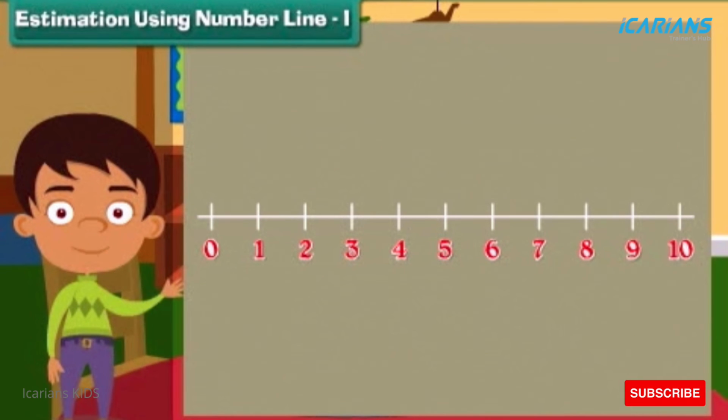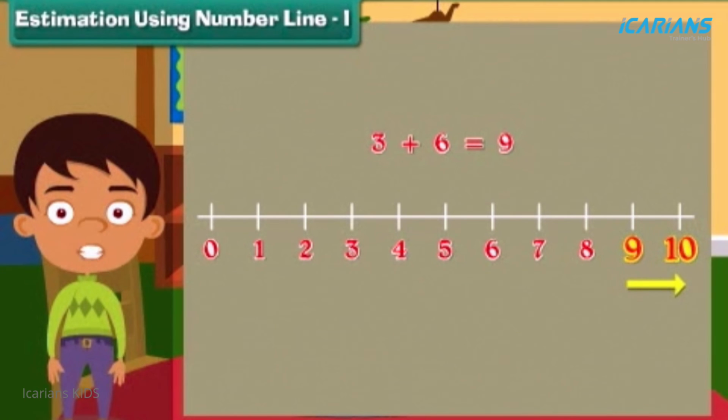The position of number 3 will be between 0 and 5 and number 7 will be between 5 and 10. Let us add 3 and 6. By adding 3 and 6, we get 9, and the position of 9 will be near to 10.